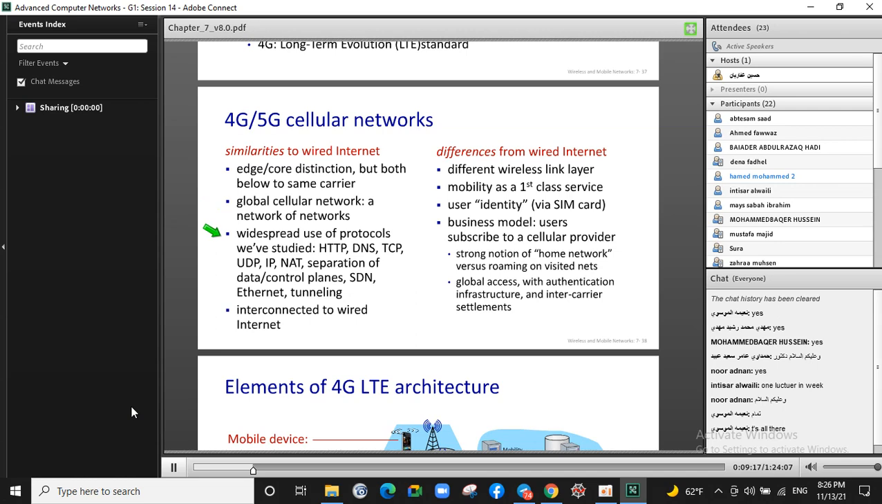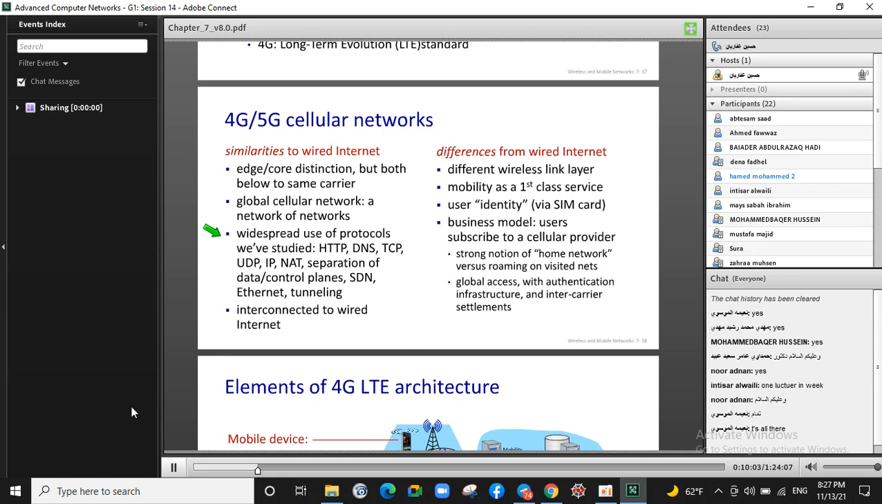In 4G and 5G technology, the scientists use several IP protocols in the back end of those cellular networks. They are using IP technology: IP, HTTPS, DNS, TCP, UDP, NAT, and several other protocols, Ethernet, tunneling, SDN. Okay, both in 4G and 5G cellular networks and in wired networks, the backbone of those networks is IP.